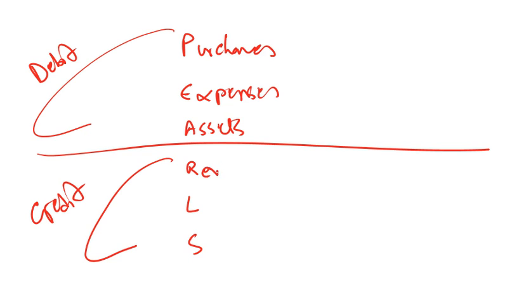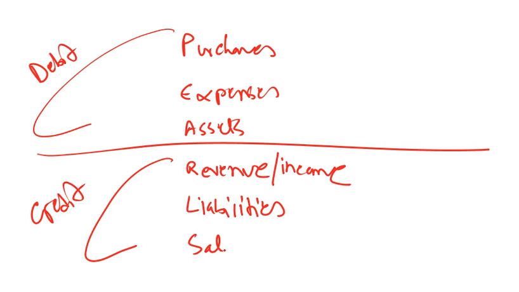R for revenue, or income. L stands for liabilities. S for sales. RLS are your credit items. You remember this, and your life would be easy in remembering debit and credit items.